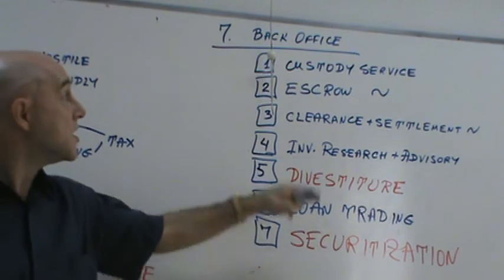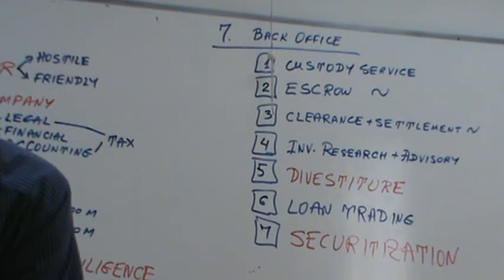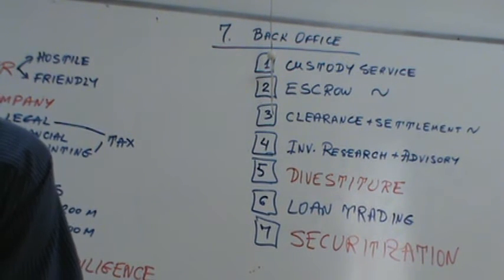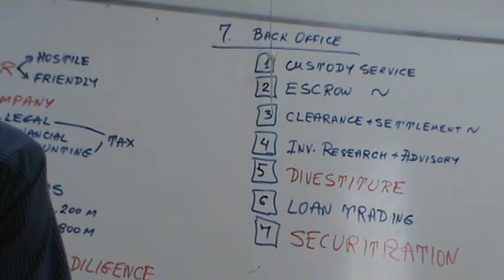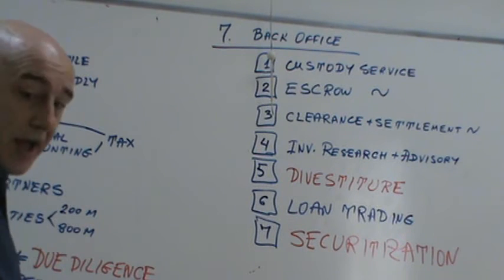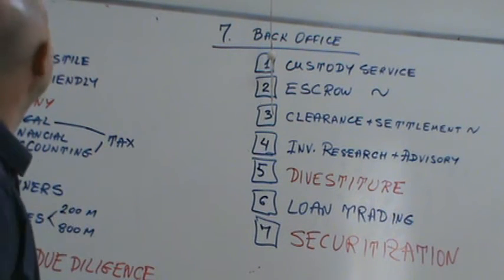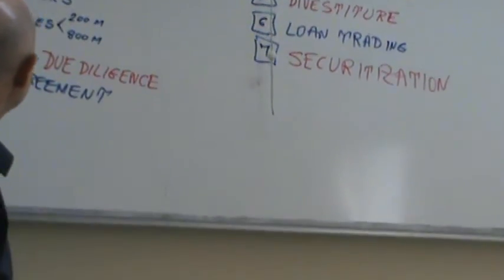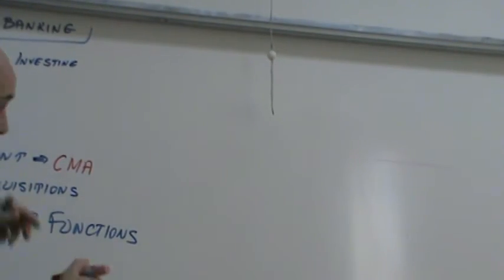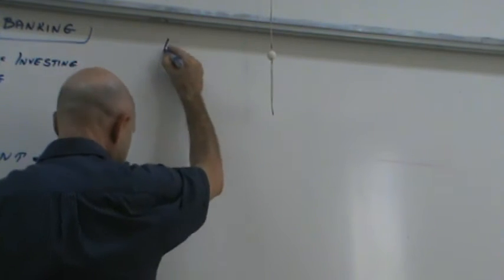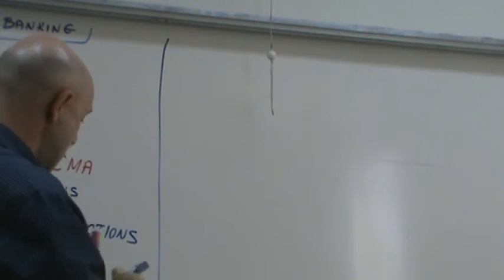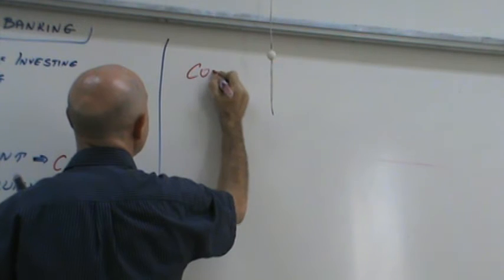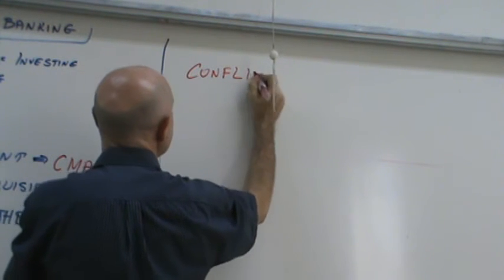All right, so these are some of the back office. Let me see what else I have. So I'm done. Okay, well, the last piece which I have over here in investment banking to understand is that conflict of interest.